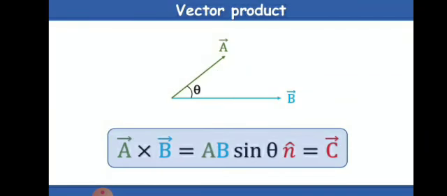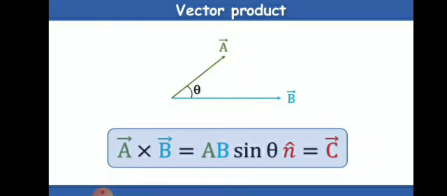Now let us see the vector product. Till now we studied about scalar product, which is also called dot product. The dot product and vector product, or the scalar product and vector product, are two different ways of multiplying vectors. The vector product is also called a cross product. Now let us see the vector product, A cross B vector.